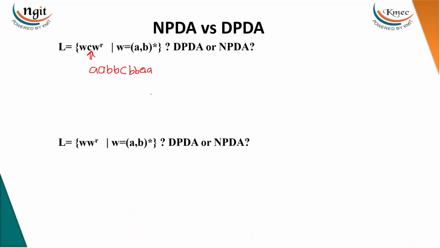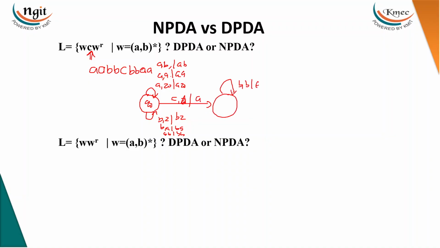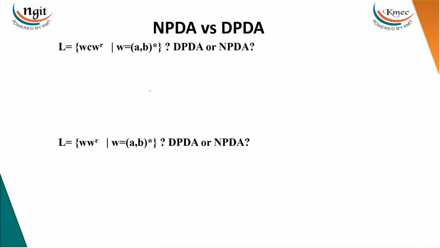What we have already constructed is like this: Q naught, A, Z naught, push A; A, A, push; A, B, push; B, Z naught, push; B, A, push; B, B, push. I know exactly until which symbol I should push. For C, no push, no pop. Why? Because C is the center point. After C, B B pop out, A pop out. This is what we have discussed. So here I know exactly until which symbol I should push and after which symbol I should pop out.